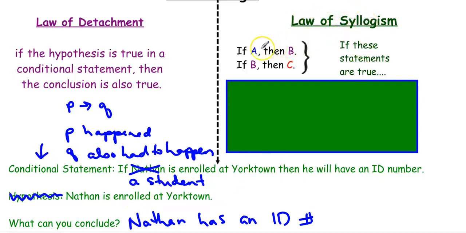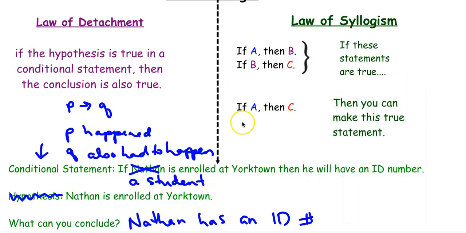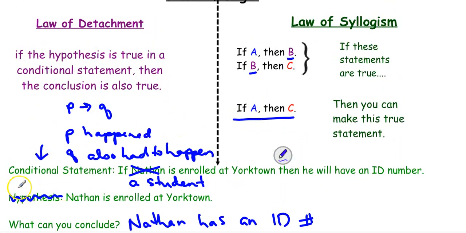Now, the law of syllogism says if we have two conditional statements that are true, if A then B, if B then C, then we actually get to assume A to C. So we're going to take out that middle part, B. That's what the law of syllogism does. So write in your law of syllogism: if A then B, if B then C, then the conclusion we get to make is, if A happens, then we're guaranteed that C is going to happen. And we're going to look at an example of this.